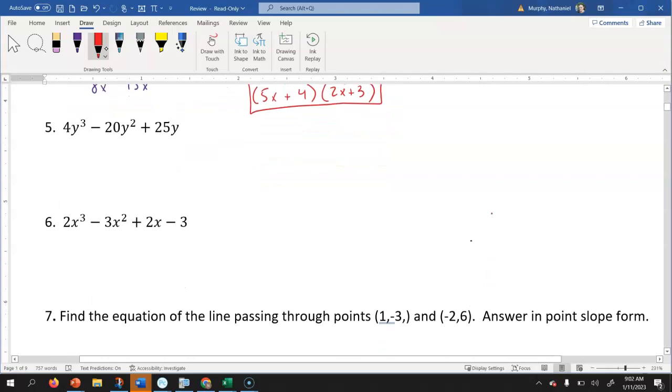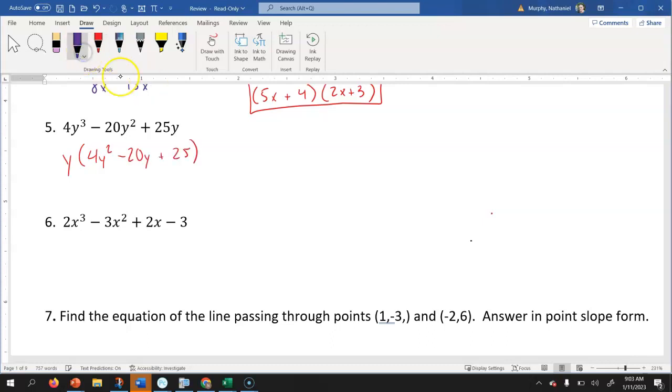All right, so for number 5, again, your first step is always look for greatest common factor. Although with 4, 20, and 25 you don't have a number that we could factor out, I do see that they all have at least a y. So I'm going to factor out a y. So we'd have 4y squared minus 20y plus 25. Now I'm going to focus on just that piece, the 4, 20, and 25.